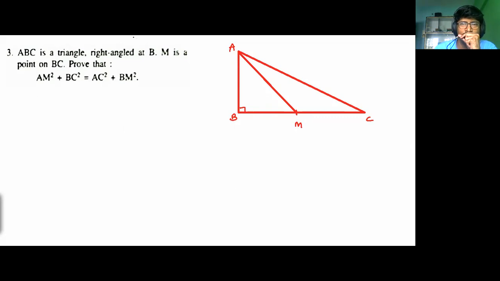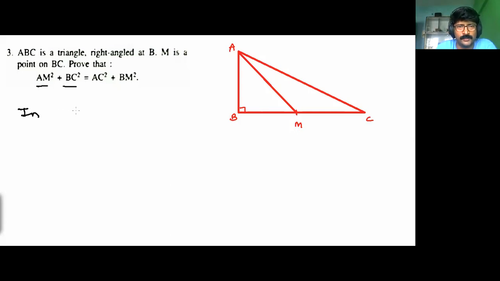Are you understanding? If you have not understood, nothing to worry. Just pay attention to my writing and you will get this. We have to reach AM square plus BC square, isn't it? We have to reach it there. Let's begin.